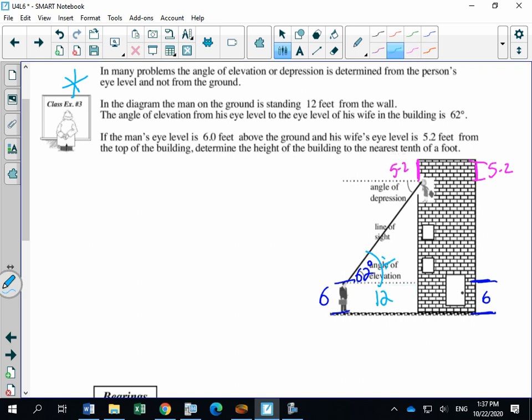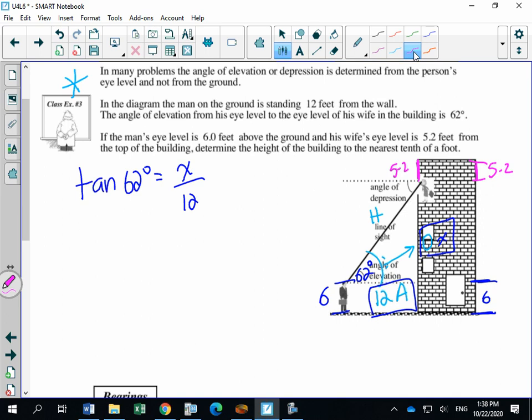So 62 degrees, this is the opposite. This is the hypotenuse, and 12 would be my adjacent. I'm going to box in what I'm looking for, the height of the triangle. So I'm going to box in my opposite side and my adjacent side. Another tan ratio, TOA. So the tan of 62 degrees is equal to opposite over adjacent, which would be x over 12.